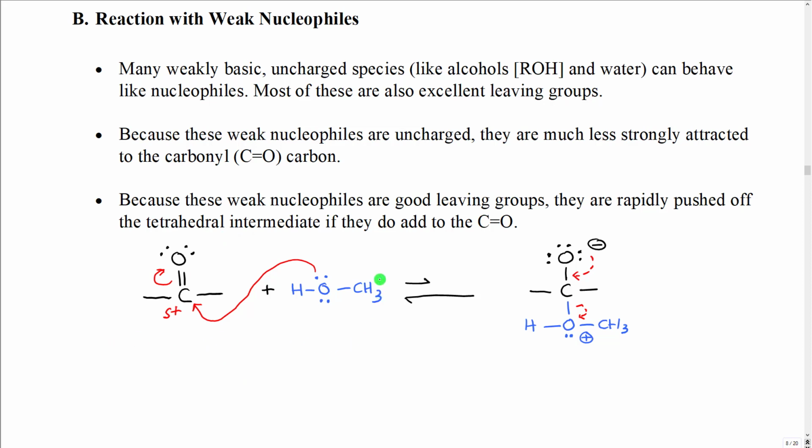as shown in this example here, where we have methanol coming over using a pair of electrons to make a bond, pushing a pair of electrons from the central carbon out onto the oxygen, we get a tetrahedral intermediate that looks like this. But unfortunately, because of the electron pressure, that oxygen negative will push a pair of electrons back down toward the center and push out the alcohol as a leaving group. And so when we look at the equilibrium, the product side is very much disfavored. We generally don't get products from this.